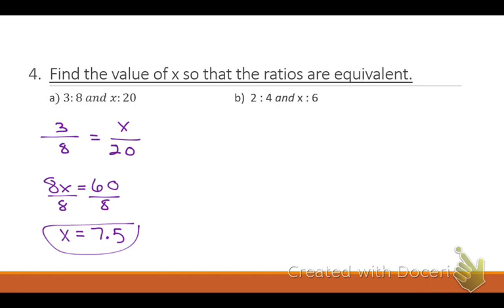Did you get 7.5? All right, now on the next one, 2/4 equals x over 6. Okay, so just do your cross products. 4x equals 12, x equals 3.